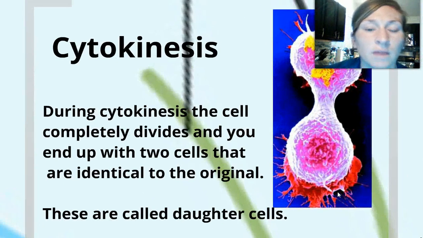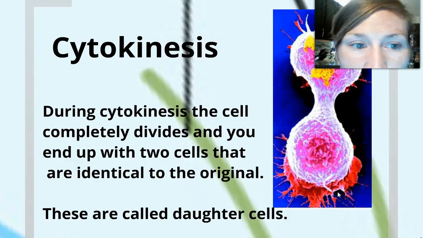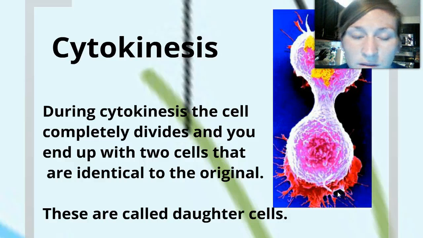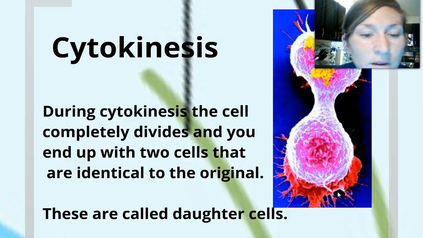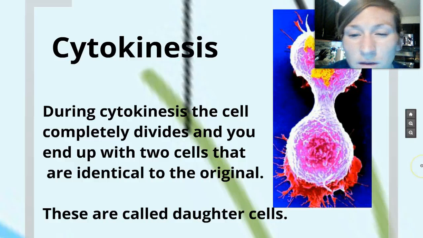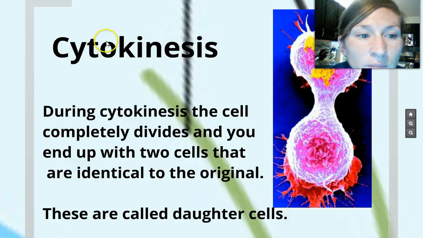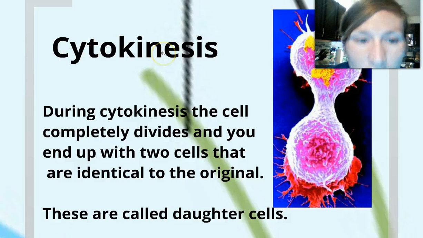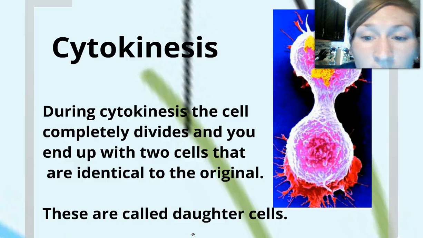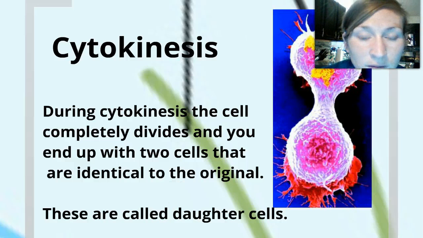All right, lastly, we finish up the process of cell division with cytokinesis, which again, is not a phase of mitosis, it's separate, but it is part of that entire M phase or cell division. And during cytokinesis, the cell completely divides, and you end up with two cells that are identical to the original. So you can think of, remember, cyto means cell, kinesis, to divide, so the division of the cell. And you end up, like I said, with two identical copies of the previous cell that started the cycle.